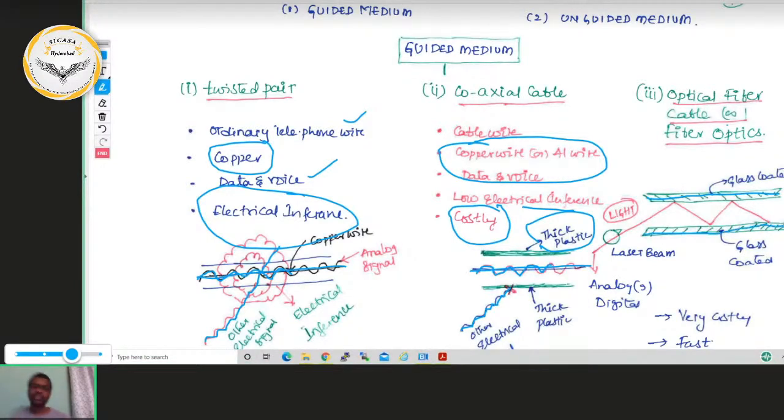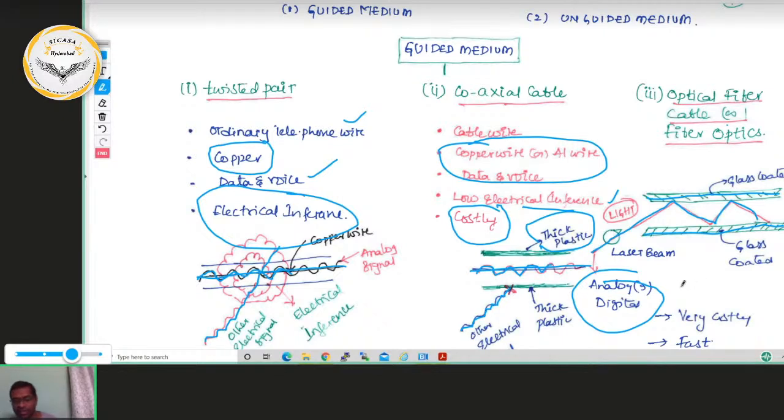The uniqueness of this particular optical fiber cable is that it supports both analog and digital signals, whereas twisted pair and coaxial cable support only analog signals. So using this, we convert the analog signal and digital signal into light using a laser beam. We hit this particular light onto the glass. When light hits glass, what happens? It reflects. Again it reflects, again it reflects. So this is how the transmission happens.